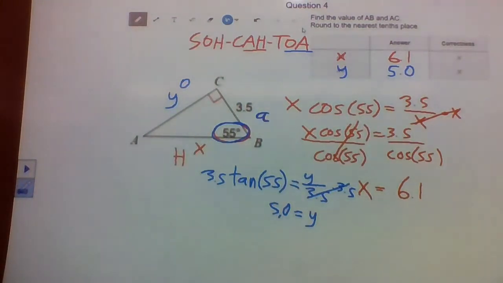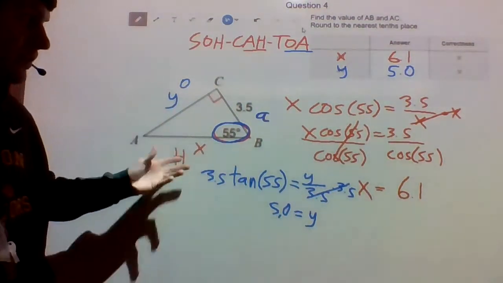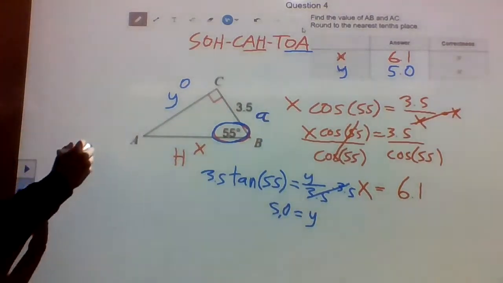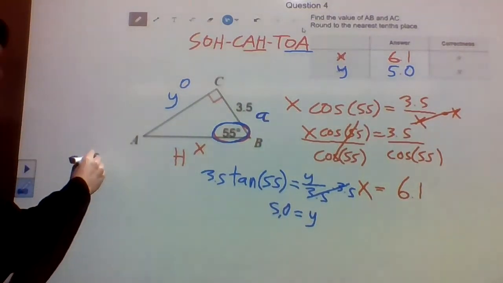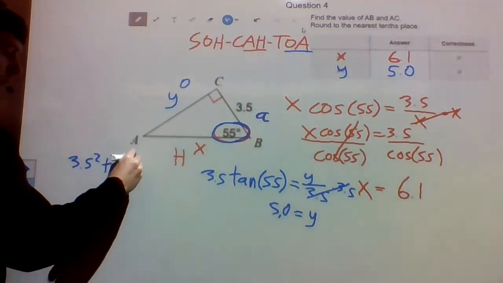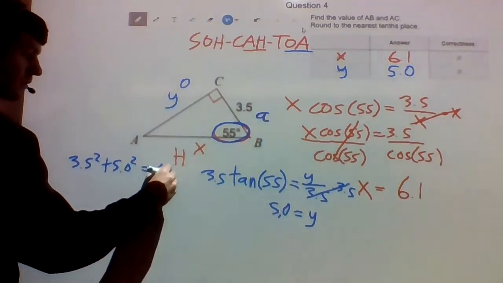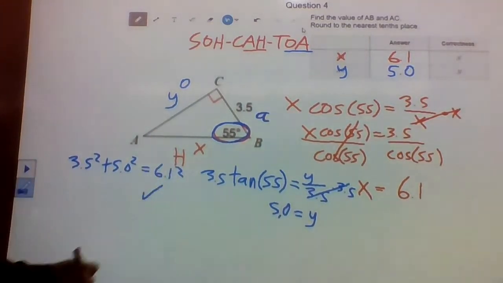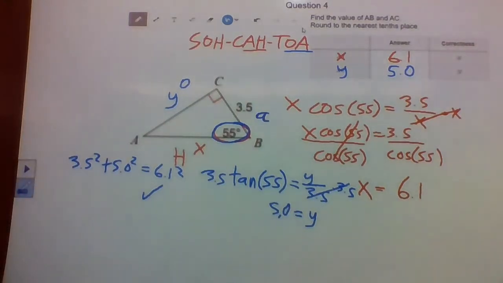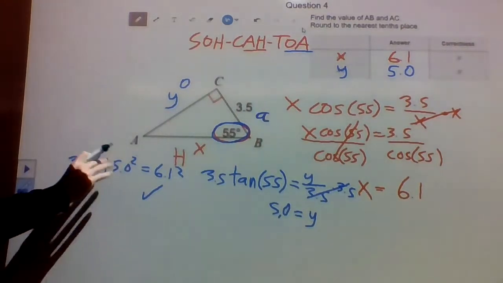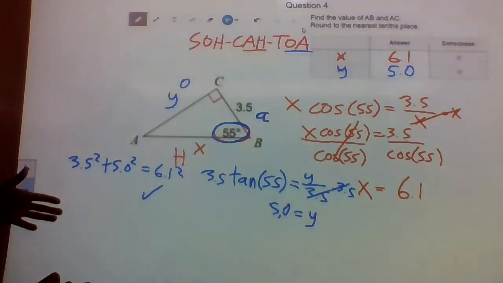Okay, and you can check your answer. You could try the Pythagorean theorem and check your answer if you wanted to. Right, so 3.5 squared plus 5.0 squared, does that equal 6.1 squared? If it does, then yes. If not, then you did something wrong. Or we rounded a little bit, so it might be a little off, but essentially you can use that to check.